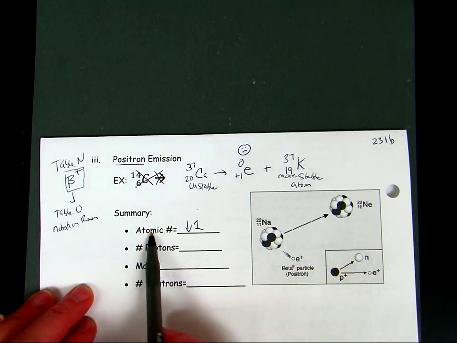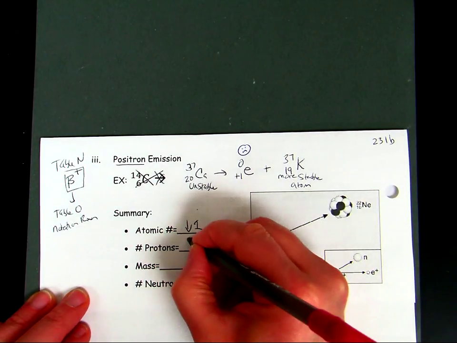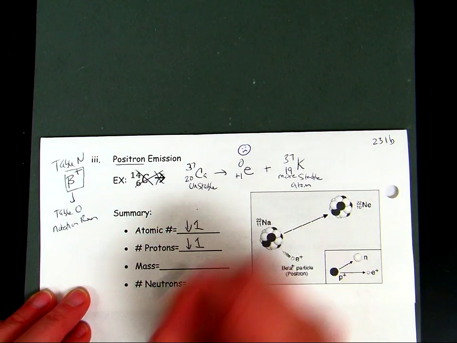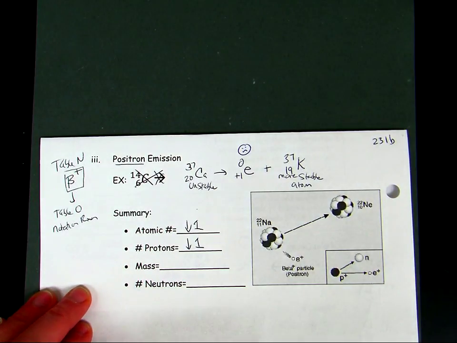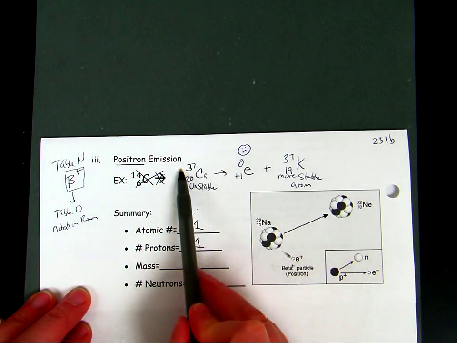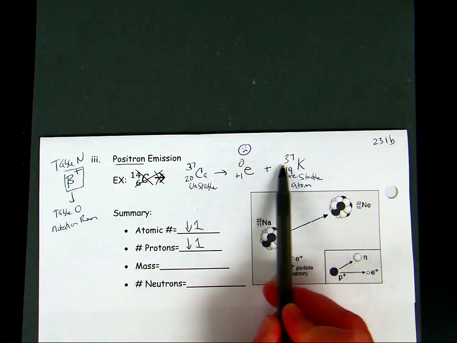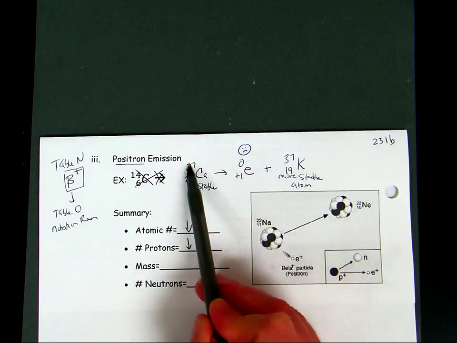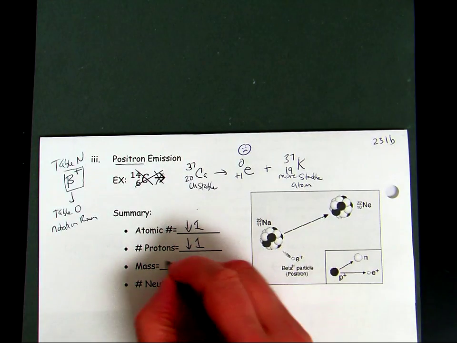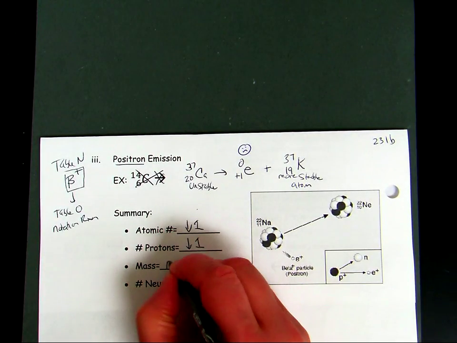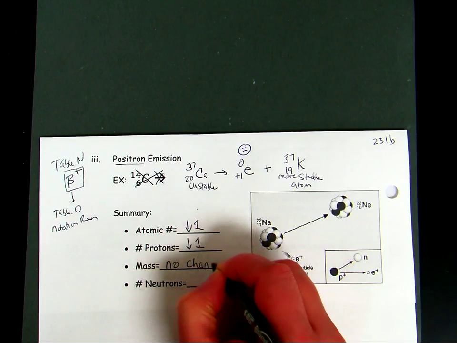The atomic number represents the number of protons, so therefore the number of protons in the nucleus also decreases by 1. Take a look at the unstable nucleus's mass and the new, more stable's mass. They are exactly the same, so the mass number doesn't change. So I'm going to write no change.